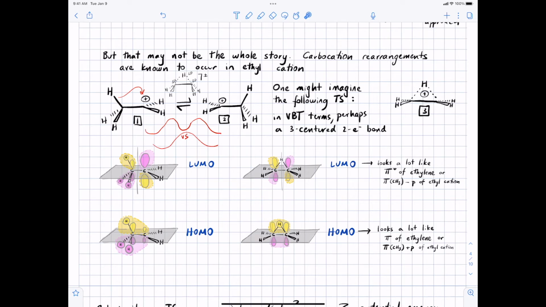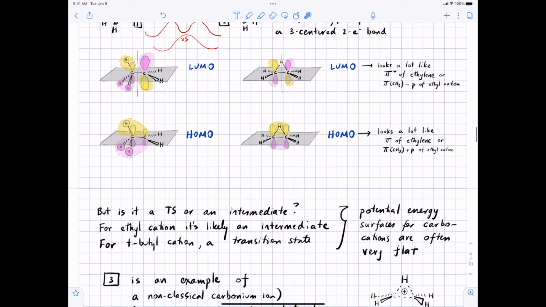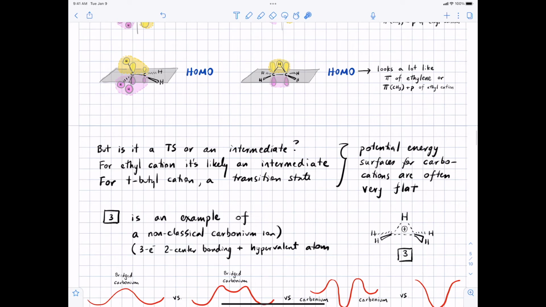So what that likely means is there's not a huge difference in energy, and that the free energy surfaces for carbocations are often relatively flat, meaning it's easy to go from one carbocation to another, and the transition states aren't much higher than the intermediates. If you accept this as an intermediate, that's what we call a non-classical carbocation. This is a carbocation where you have two electrons shared between three atoms, and therefore the positive charge is distributed among all of those three atoms.